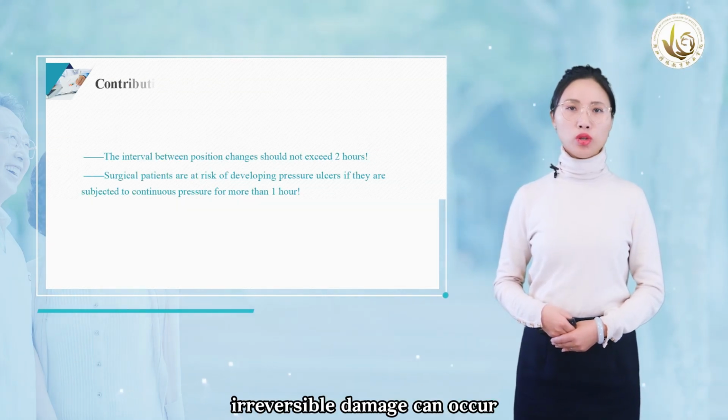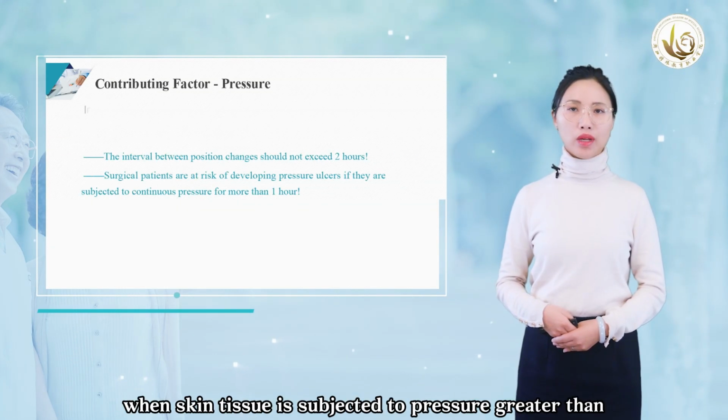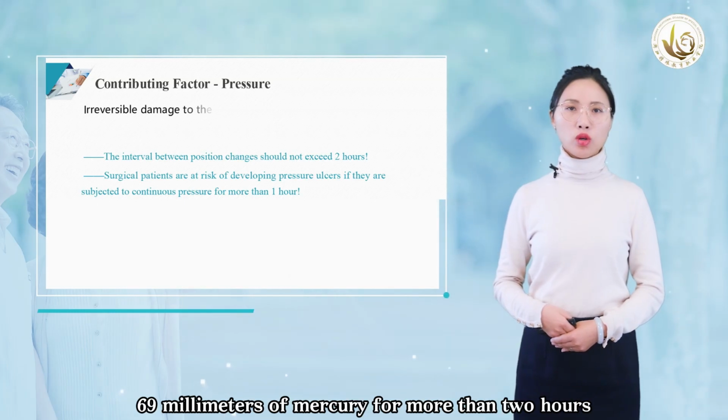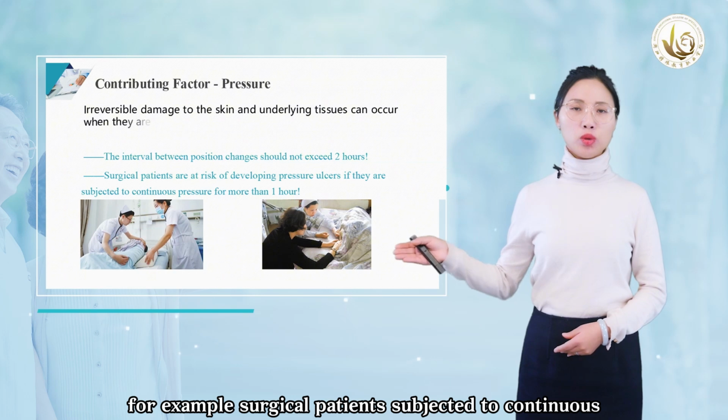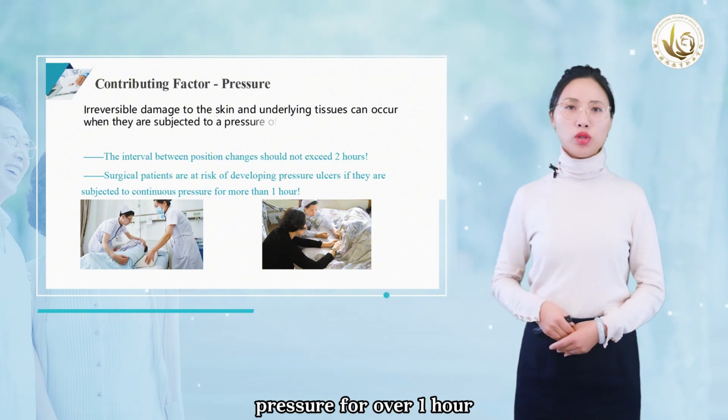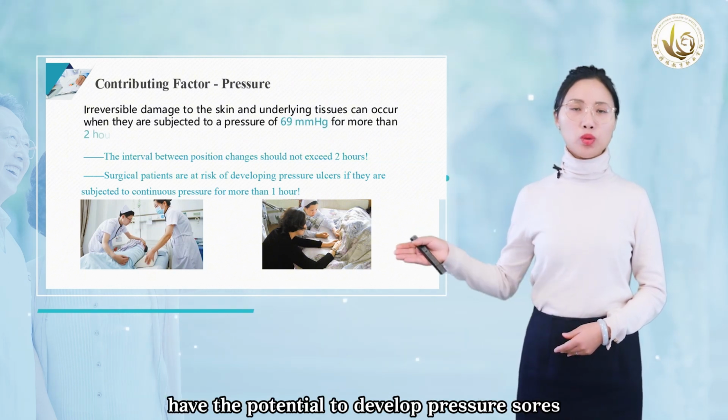Irreversible damage can occur when skin tissue is subjected to pressure greater than 69 millimeters of mercury for more than 2 hours. For example, surgical patients subjected to continuous pressure for over 1 hour have the potential to develop pressure sores.